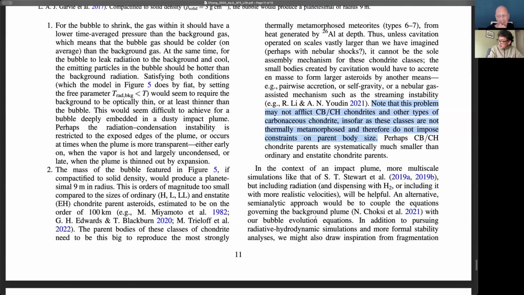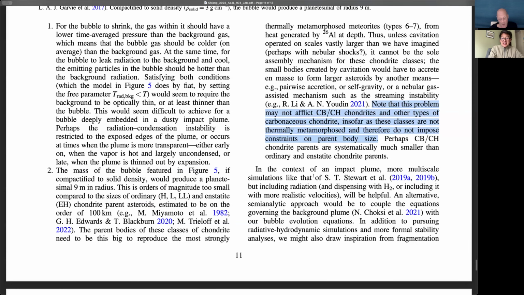I learned from a seminar the other day. Elkins-Tanton, Lindy, talked about Psyche and how it could be the progenitor of CBs and CHs. And Psyche's big. Psyche is not 10 meters. Psyche's way bigger than that. So if the parent bodies of CBs and CHs are as big as Psyche, then I'm in trouble again, at least with this scenario.